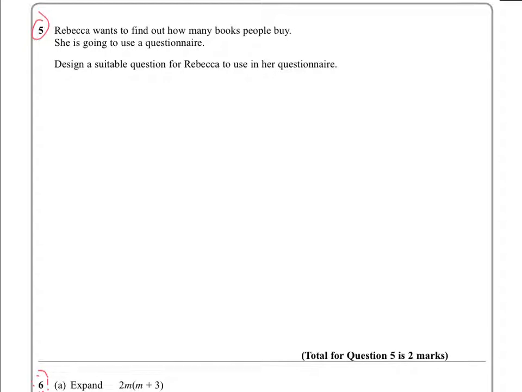Rebecca wants to find out how many books people buy. She's going to use a questionnaire, describe a suitable question. Okay, so again, a pretty standard question. We'd want to say something like, how many books do you buy in a week, or how many books do you buy in a month?